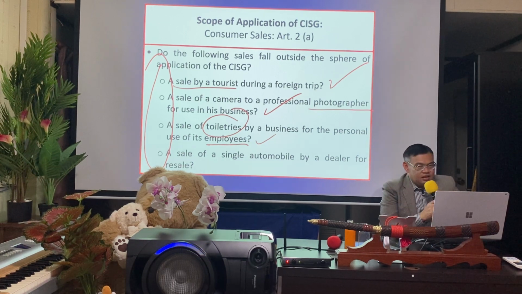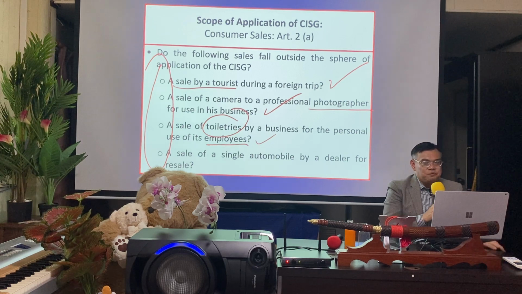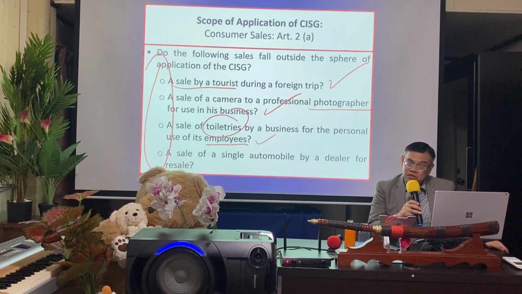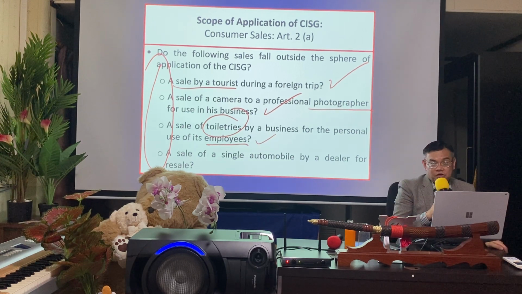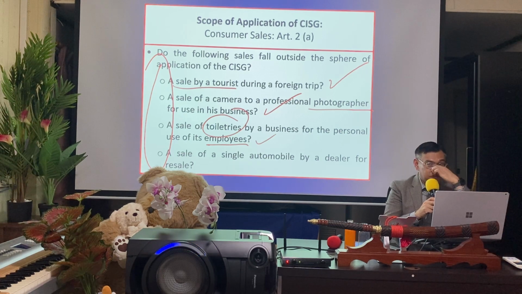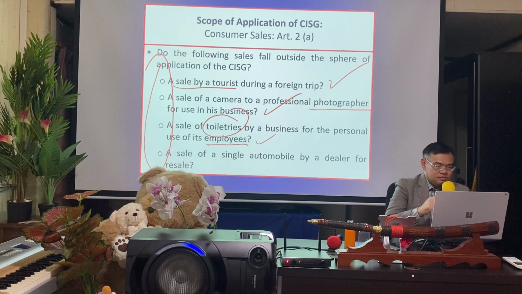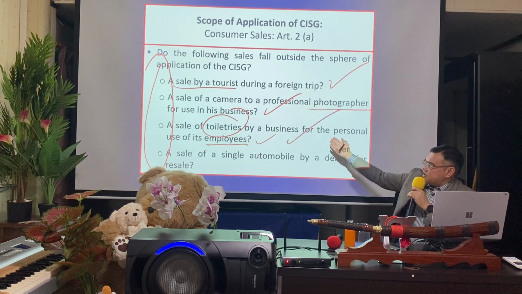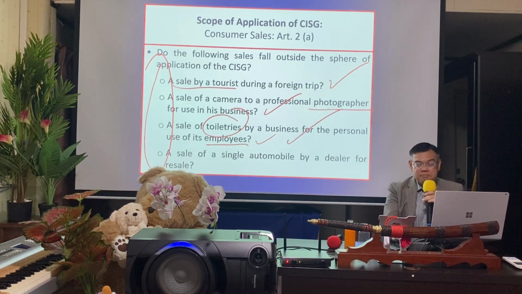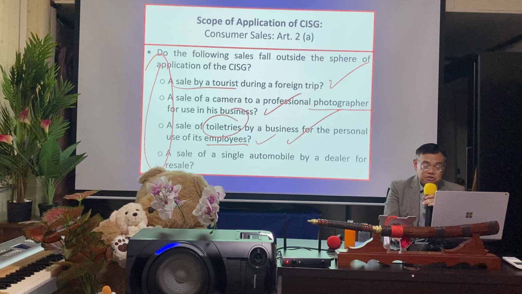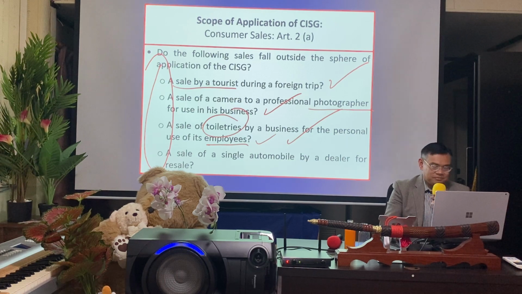so the sale in question cannot be considered as a sale for family use or personal use or household use, because it is used by the company for its own business. So the sale in example number 3 here may not be perceived as a consumer sale. It is a non-consumer sale, so the CISG can apply if the internationality requirements are met.